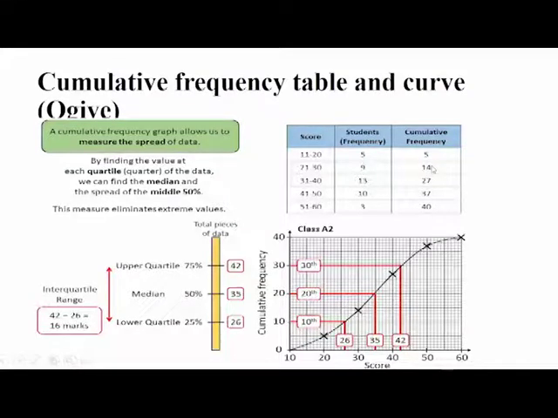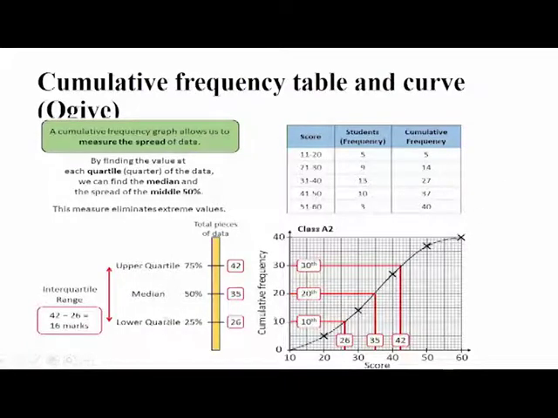Remember, we use the cumulative frequencies. We don't use the plain frequency number when we are drawing. We use the cumulative frequency, but we only use the last number of each interval. Then from there, you draw your nice curve.